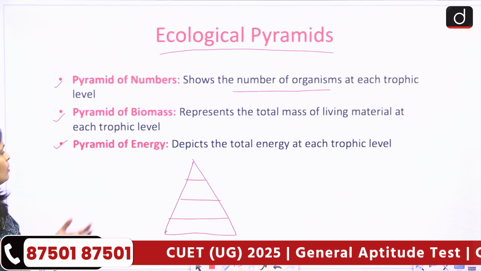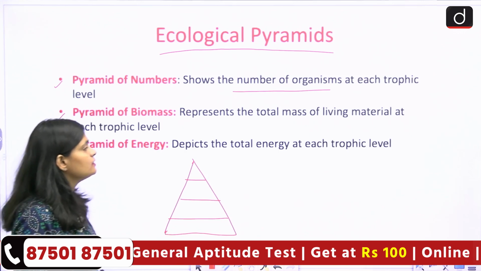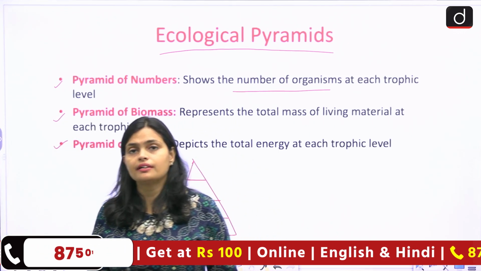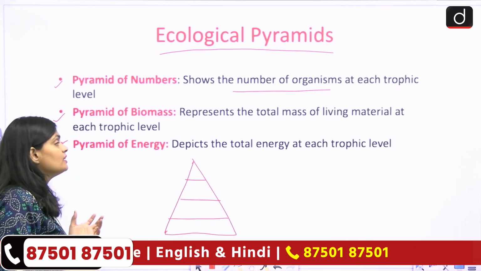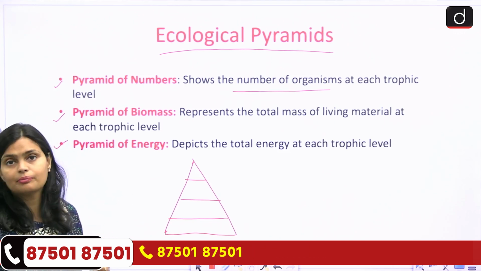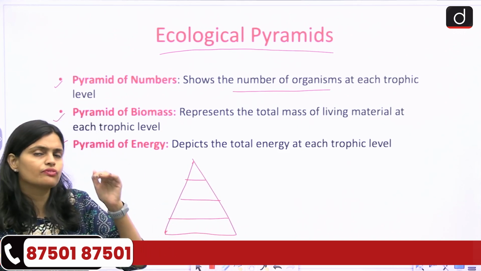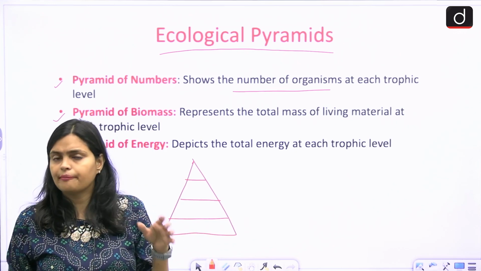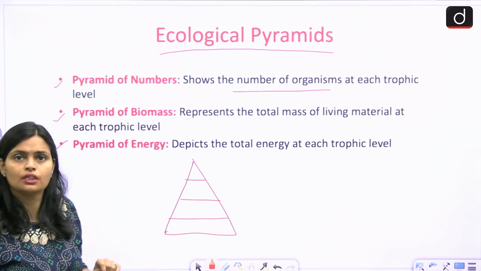Right. Then we have the pyramid of energy, which depicts the total energy at each trophic level. So what does it mean? It means that based on how much energy that trophic level has, we have a pyramid. So sometimes we will get an upright pyramid, sometimes we will get an inverted pyramid, depending upon the number, the biomass, or the energy flow.